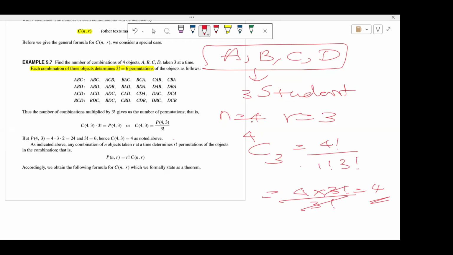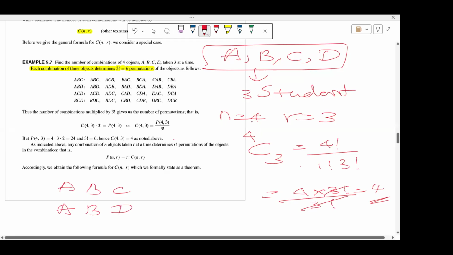So I will write all these four groups. Let's say A, B, C as one group, A, B, D as another group, then B, C, D as a group.